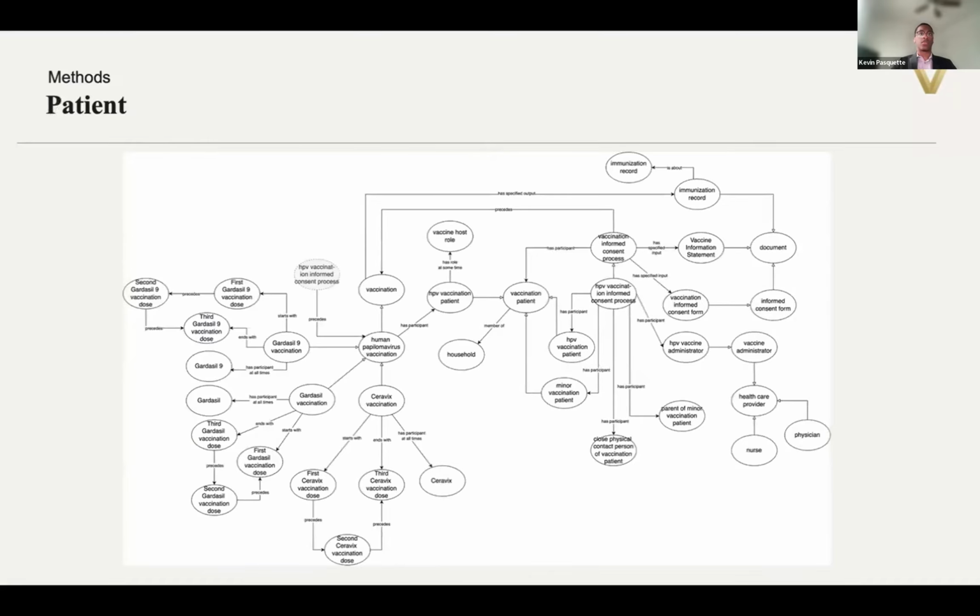And finally, this last concept map shows how the informed consent process fits into HPV vaccination as a whole. We can see that both patients, which can include minors, and vaccine administrators participate in this consent workflow that takes inputs such as the vaccine information statements, like I explained before, and signed consent forms. The process produces an immunization record, which documents each vaccine dose from the three HPV vaccines. And the model situates vaccination in a more social context by including households and highlighting how immunization extends beyond just the patient.